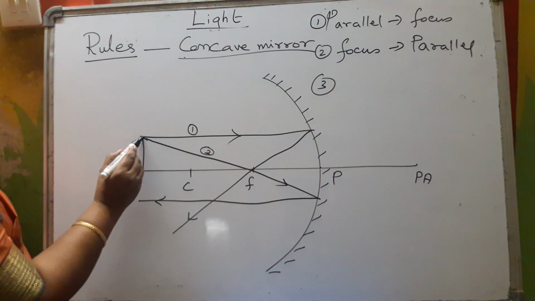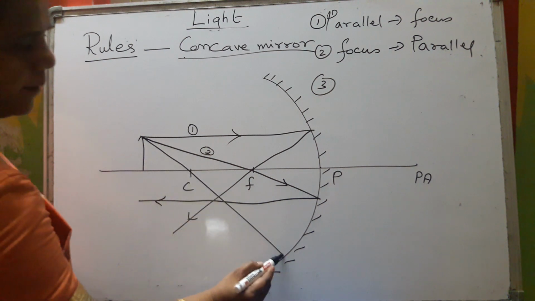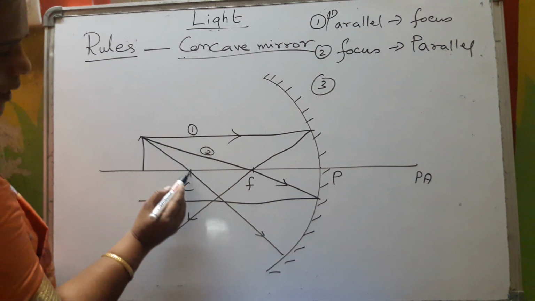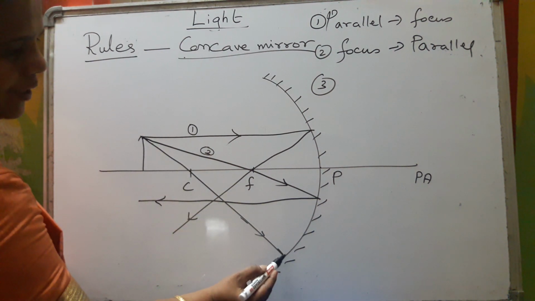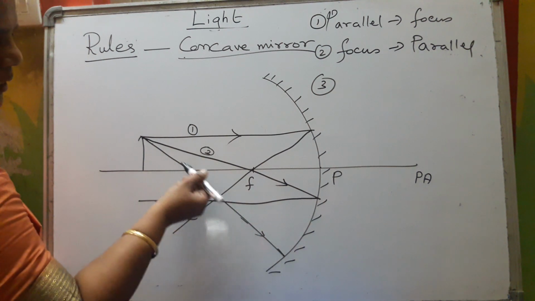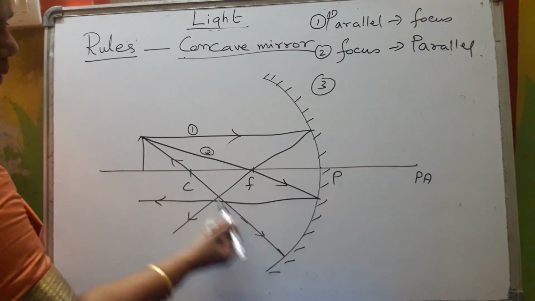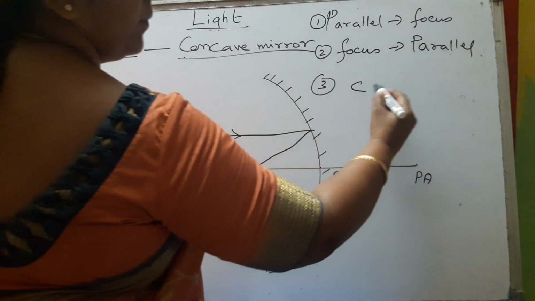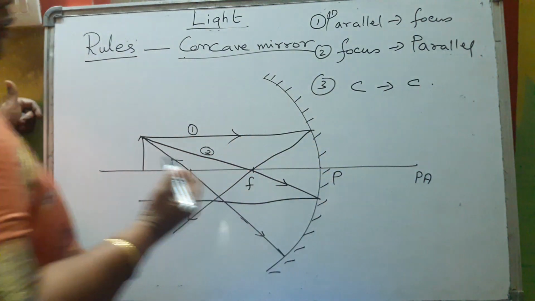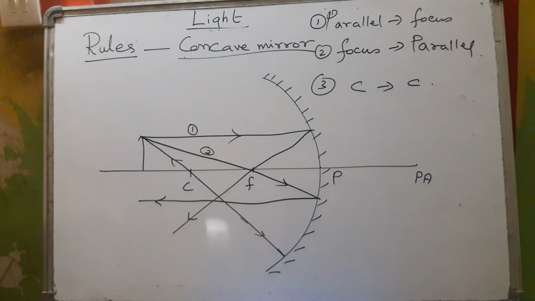Third rule, if it is going to pass through C, children listen, this is my incident ray passing through C. It hits the mirror and it retraces its path. It comes back through the same path. This is going to be for the third ray diagram.